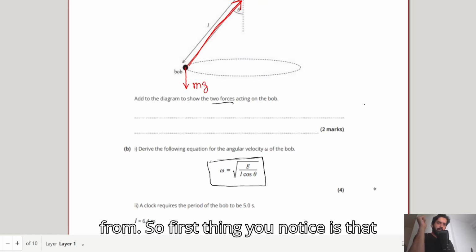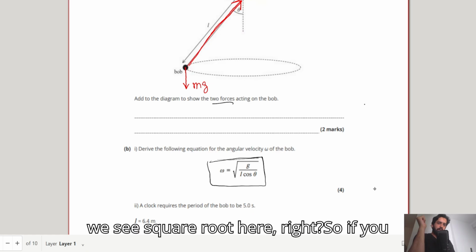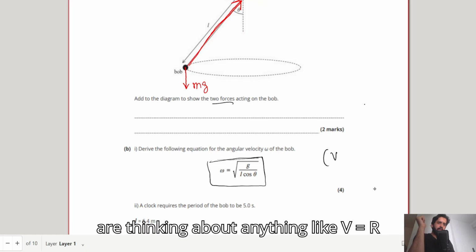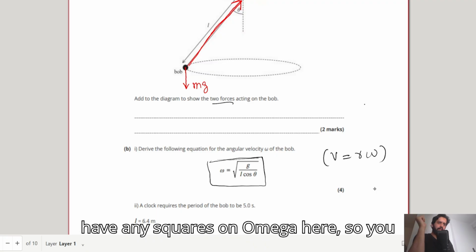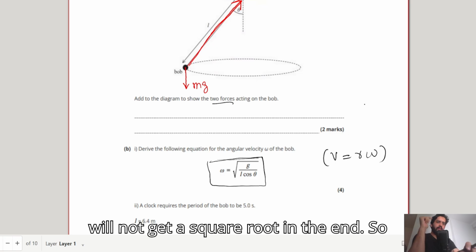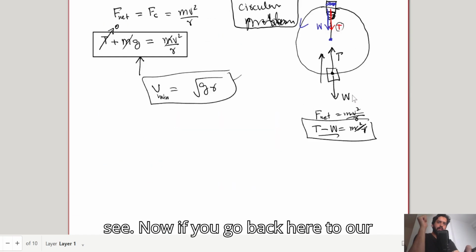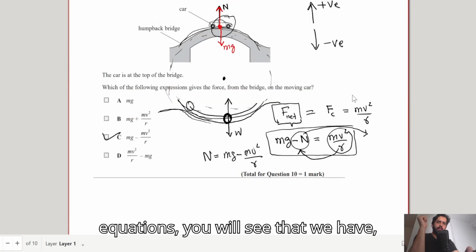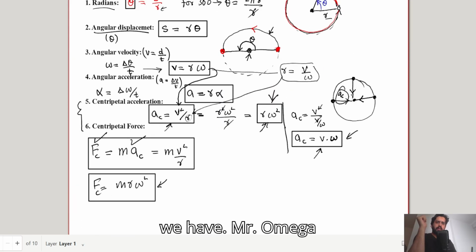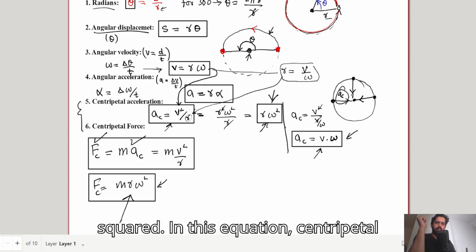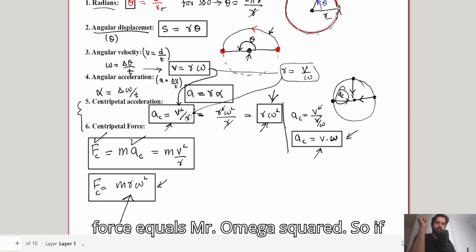So the first thing you notice is that we see a square root here, right? So if you are thinking about anything like v equals r omega or something, you see you don't have any squares on omega here, so you will not get a square root in the end. So this is the first thing I want you to see. Now, if you go back here to our equations, you will see that we have m r omega squared in this equation. Centripetal force equals m r omega squared.